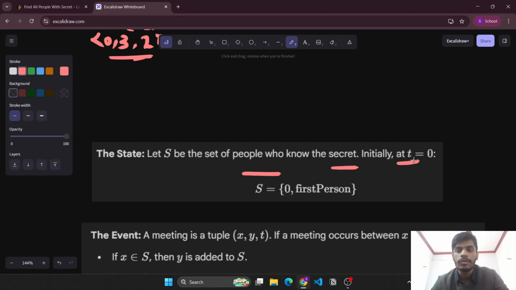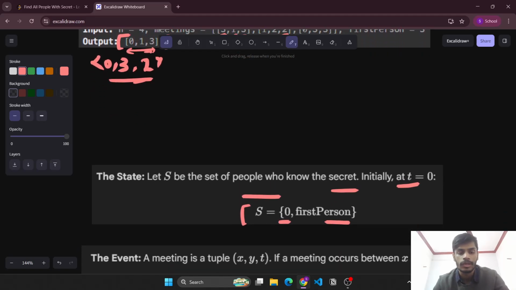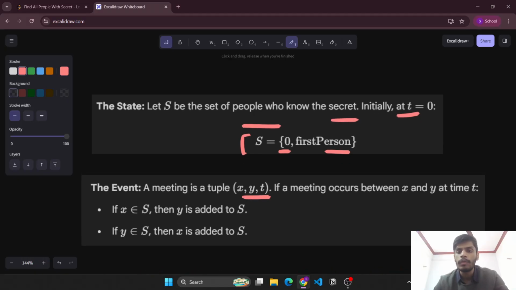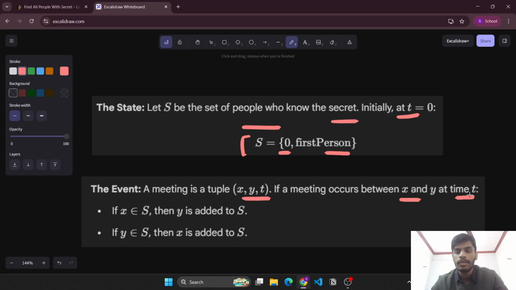So initially at t equals 0, what will this set S have? S will have 0 and the first person that we get. Now if a meeting is a tuple x, y, t, then if a meeting occurs between x and y at time t, what will happen? If x belongs to this set, then y will also be added to this set. Or if y belongs to this set, then x is added to the set. So if either of them is present, then the other one will be added to this set.